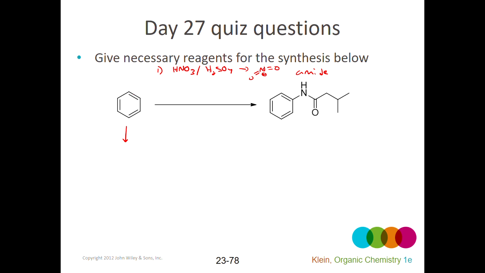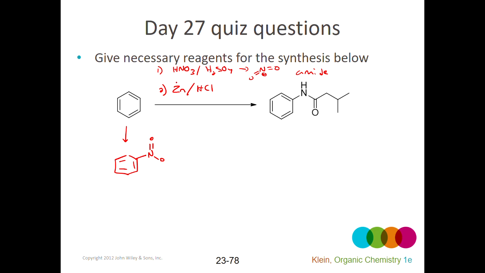The ring would attack that. And then upon rearomatization, the ring would give a nitro group at that position. So we've got the nitrogen now attached. And the second step would be to reduce that nitro group to the amine. So you could use zinc and HCl, or a couple other metal catalysts with a proton source will do that.